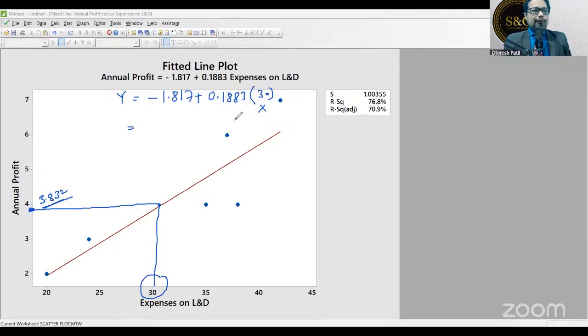Okay. If you don't spend any amount on L&D, then profit will be minus 0. Now understand it. This is a very good question. Now Amit ji is asking, what if we spend 0 rupees in L&D expenses? Yeah, let's answer this question. What will be the profit if we spend 0 on L&D expenses? Answer this question.